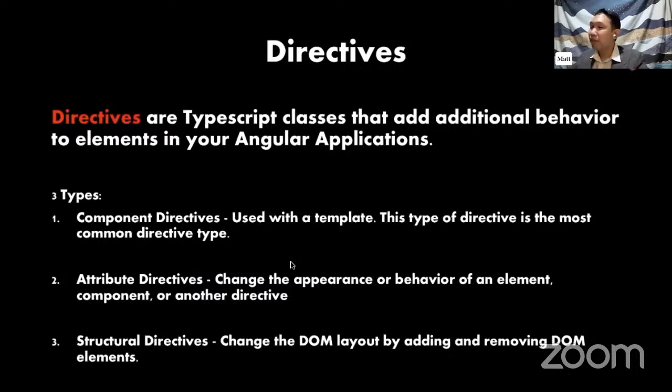And other than that, the attribute directives and structural directives don't have any template, but what they do is that they manipulate the DOM. So attribute directives, they change the appearance or behavior of an element. So if you inject an attribute directive to an element tag, let's say a p or a div, it could possibly change its behavior depending on the code that you wrote on the attribute directive. In the structural directives, these are the ngIf, ngFor. It changes the behavior, but not in a way of changing its style. It's more of hiding and showing or adding or removing the document object model elements.